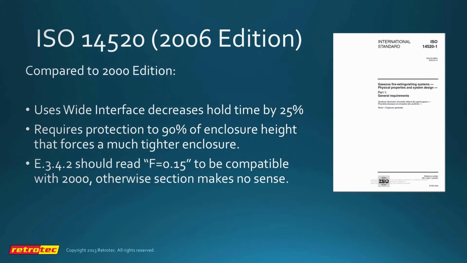So the ISO 14520 2006 edition, some comparisons between that and the 2000 edition is that they've gone to a wide interface model, which decreases hold time by 25%. NFPA has not done that, so that the hold time with NFPA tends to be quite a bit longer. As I mentioned earlier, ISO requires protection to 90% of enclosure height. NFPA does not. It requires protection to the height of the hazard in most cases.